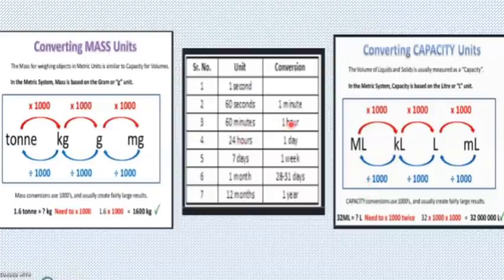See the conversion units of time. 1 second is the smallest. 60 seconds make 1 minute. 60 minutes make 1 hour. 24 hours make 1 day. 7 days make 1 week. 1 month is composed of 28 to 31 days, that is dependent on the month. 12 months make 1 year.